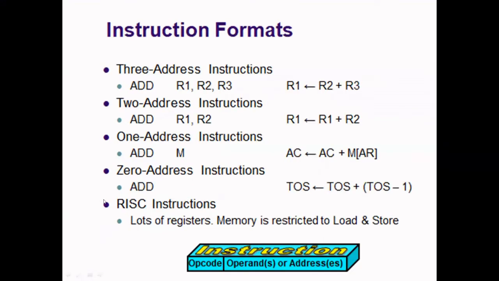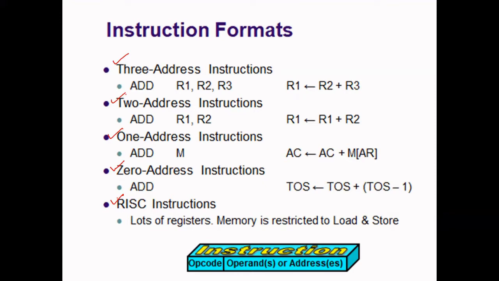Now let us see the important thing, right? Instruction formats. Basically there are 5 types of instruction formats. Some CPUs support 3 address instruction format. Some CPUs support 2 address instruction format. Some CPUs support 1 address instruction format, some CPUs support 0 address instructions, and some support RISC instructions. A RISC processor will support RISC instructions.